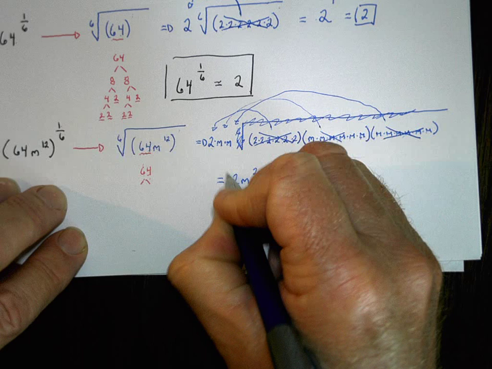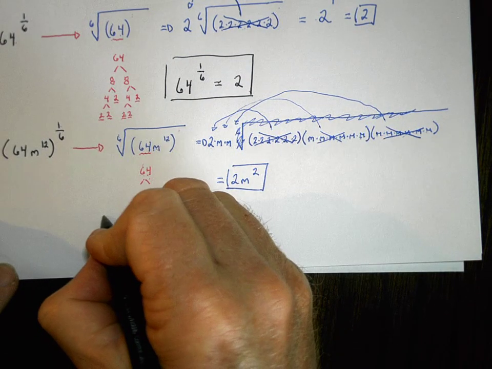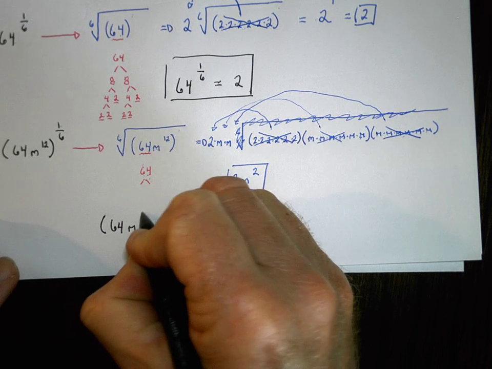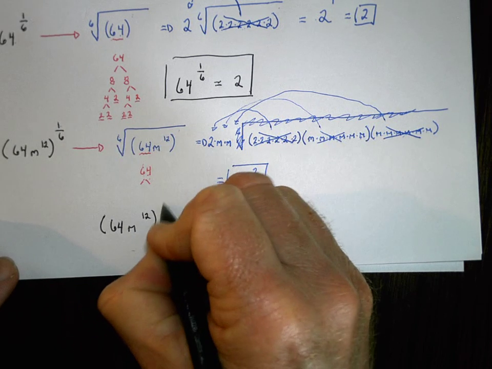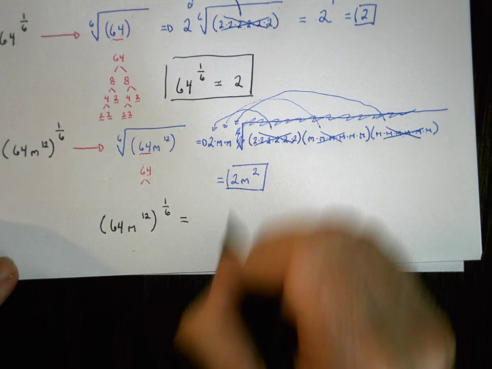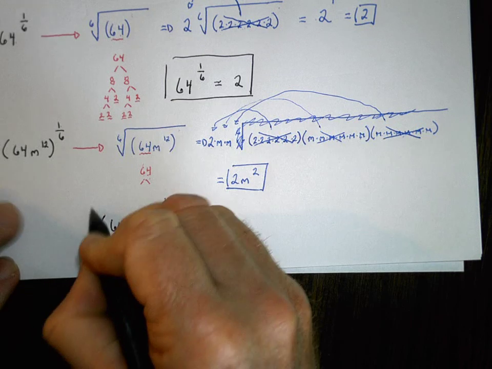There's your answer. So when I say take 64m to the 12th power, to the 1/6 power, what does it evaluate to? In other words, what is it equal to? Well, that is equal to 2m to the second power. Okay, there we go.